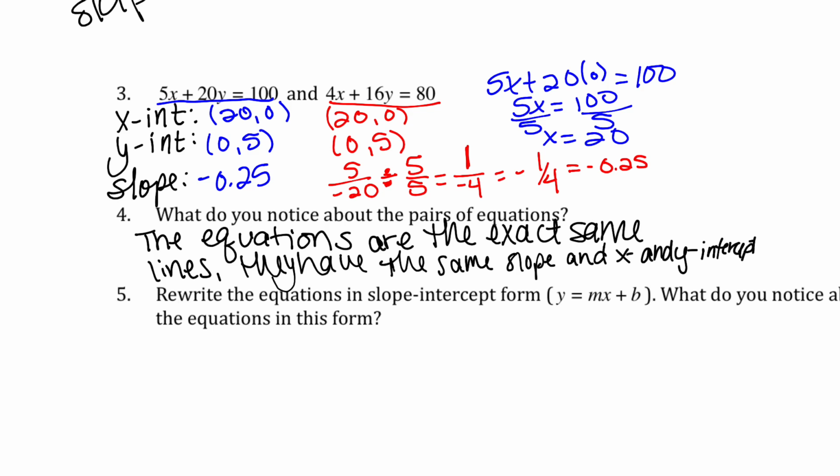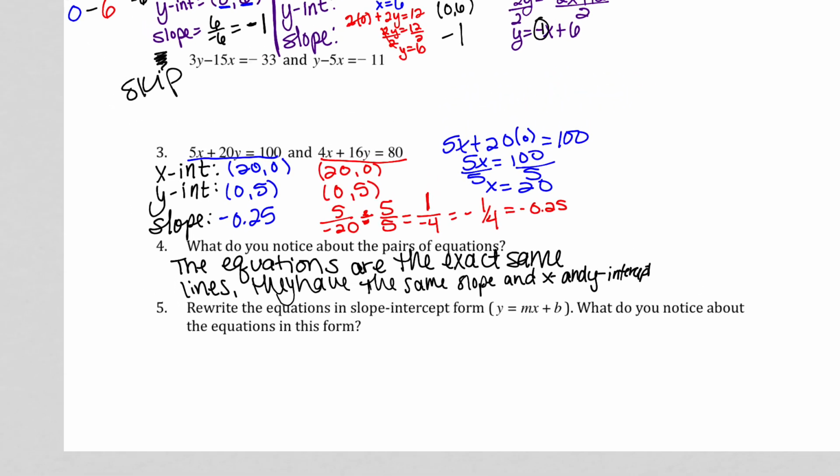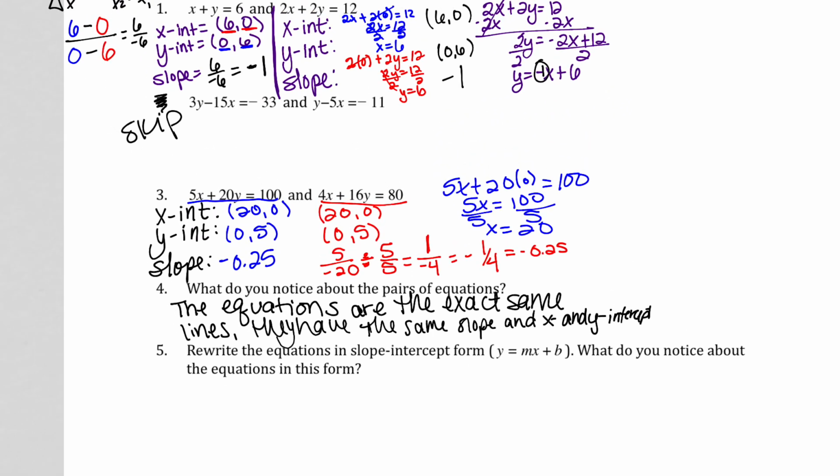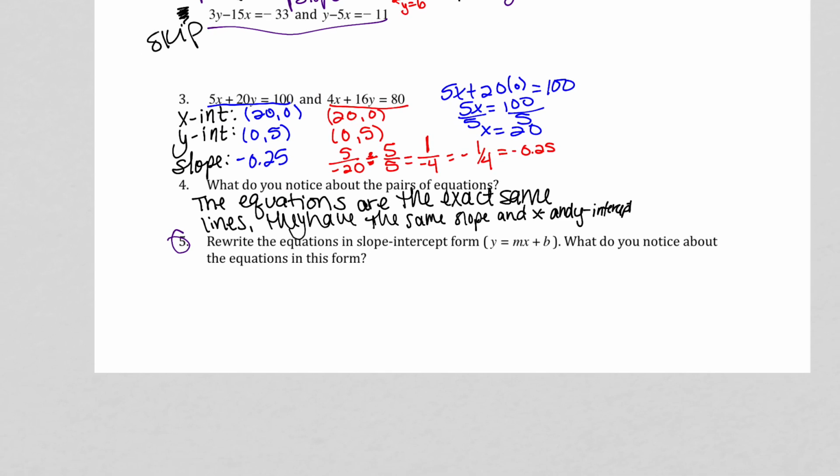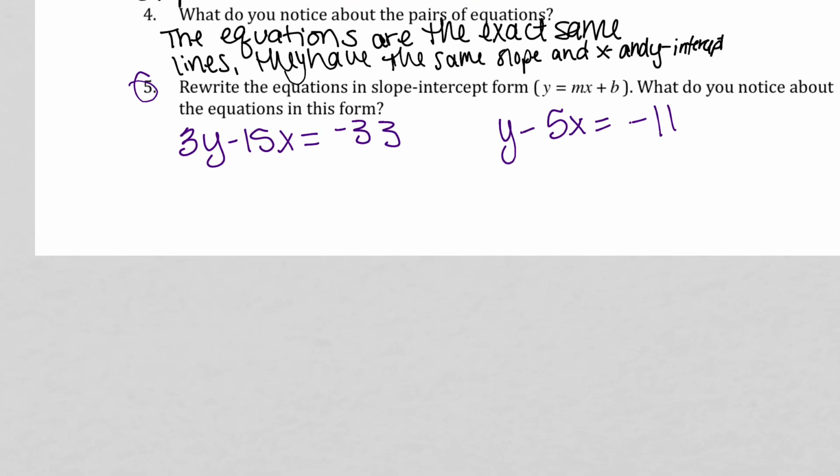Okay, so now it says for us to write the equations in slope-intercept form. We already did that up here on this one that I did earlier. And we should get the same equations when we do that. So let's actually do number 5 for number 2 that we skipped. So I'm going to write down 3y minus 15x equals negative 33, and y minus 5x equals negative 11. So I'm going to zoom in here.